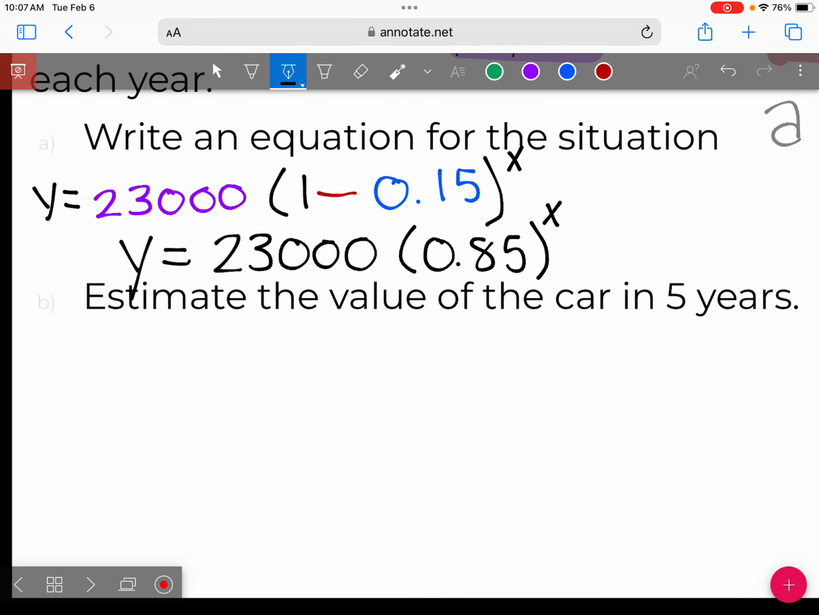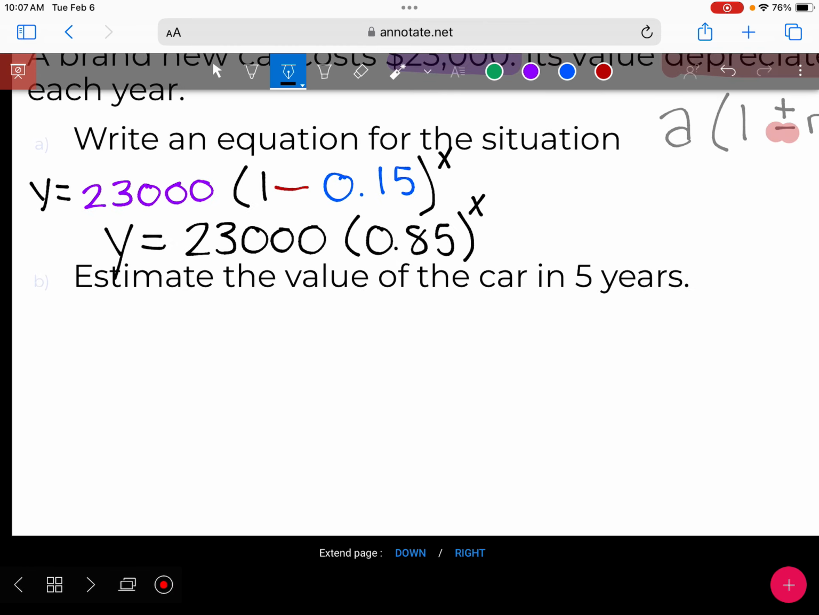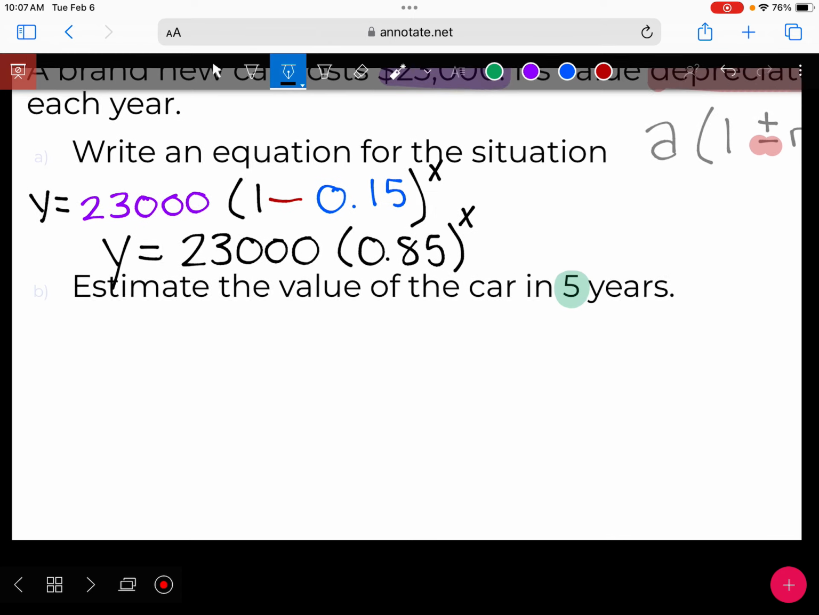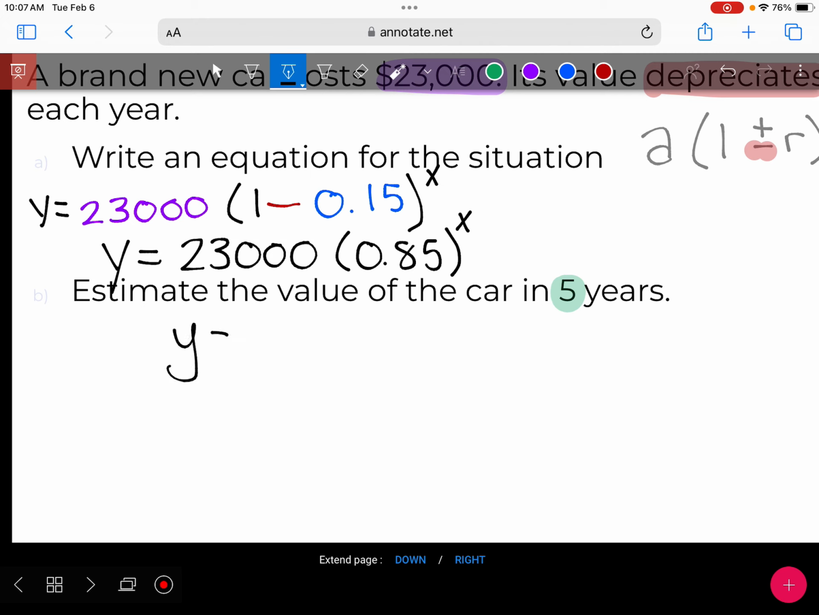So then what we're going to do, all the words in there, is we are going to evaluate the value of the car in 5 years. So what are we going to do with that 5? That goes as our X. So we're going to have our Y equals 23,000 times 0.85 to the power of 5. And we're going to type that in the calculator.